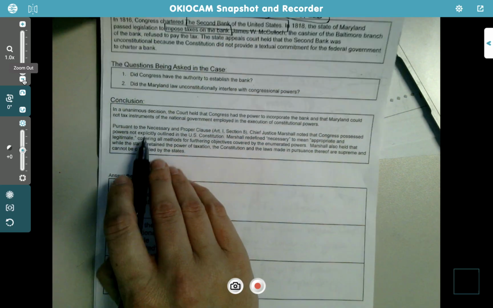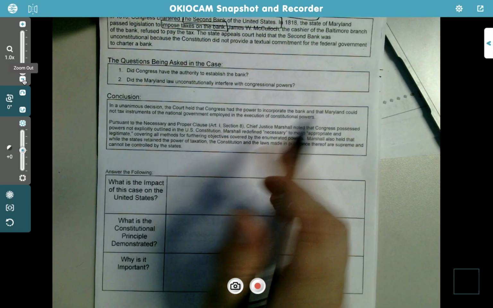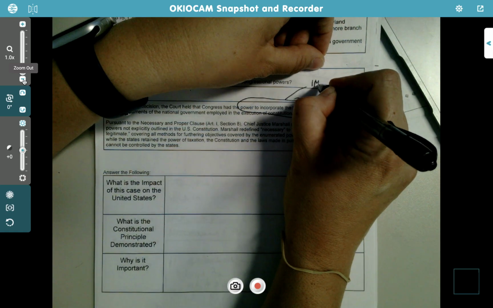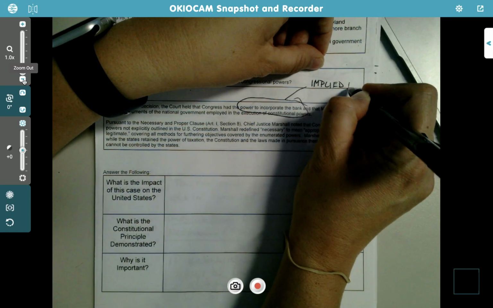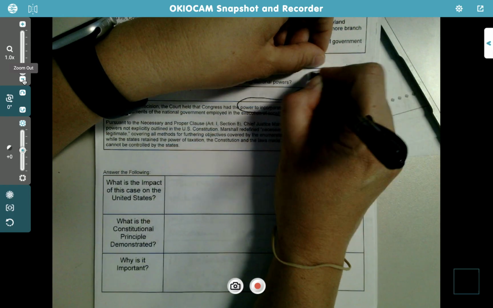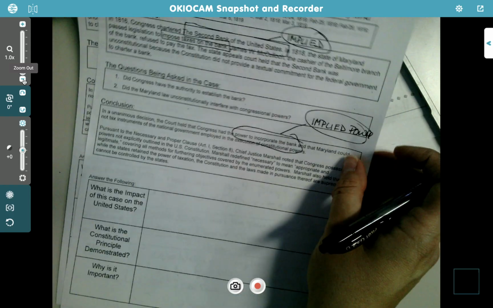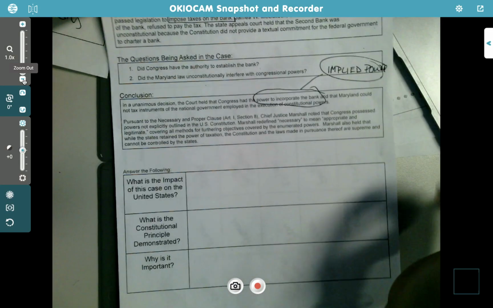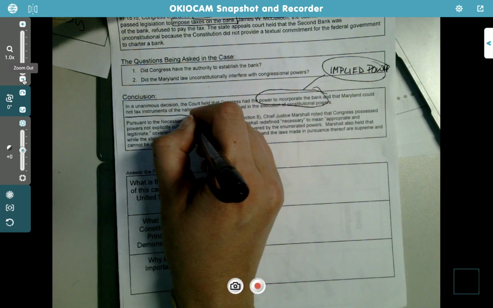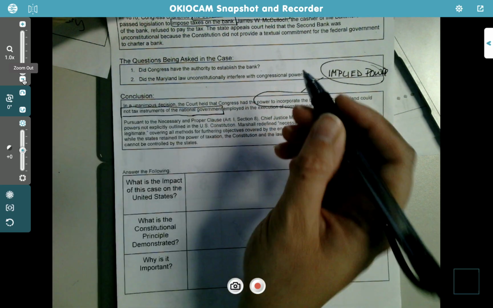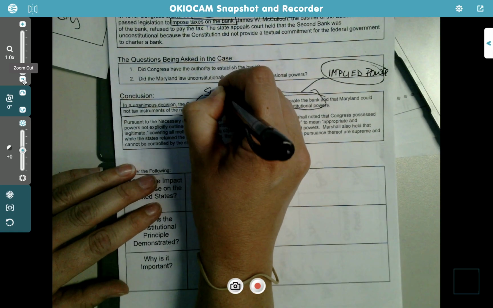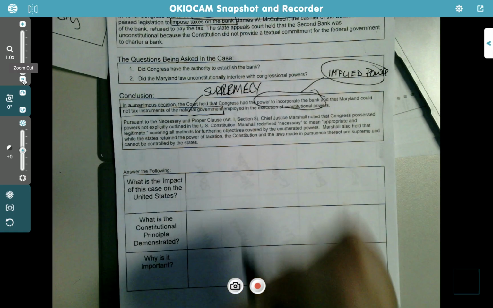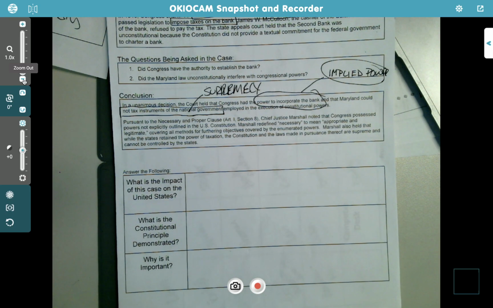In conclusion, in a unanimous decision, the court held that Congress had the power to incorporate a bank. So, they have successfully accomplished what? Implied powers. This is how it is sealed. Just because it's not officially in the Constitution, it can exist, and Maryland could not tax instruments of the national government. This is a belief in supremacy. You cannot tax the federal government. That is not your capability if you're a state.